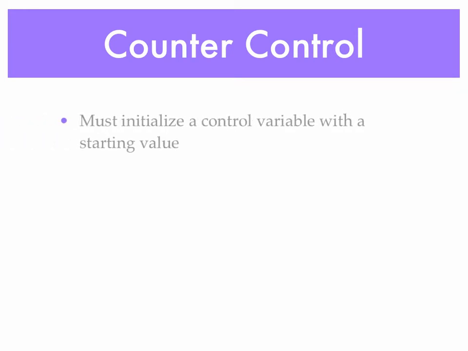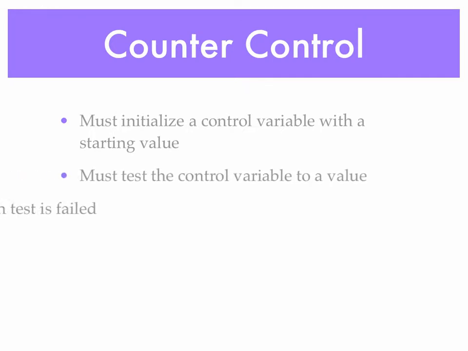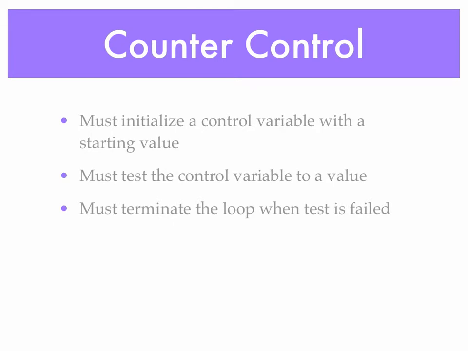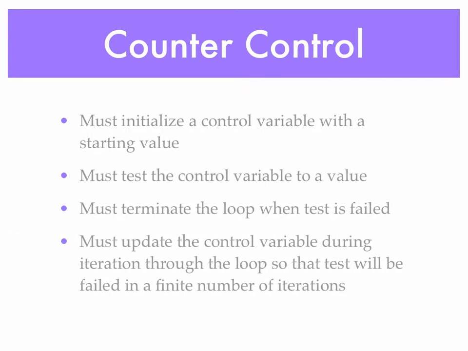Another control for loops is a counter. With a counter, we have to initialize a control variable with a starting value. I test that control variable against a value, and then I terminate the loop when that test fails. So I have a control variable, I test it against a value, and when that test fails, I'm out of the loop. As long as that test is true, I stay inside the loop.